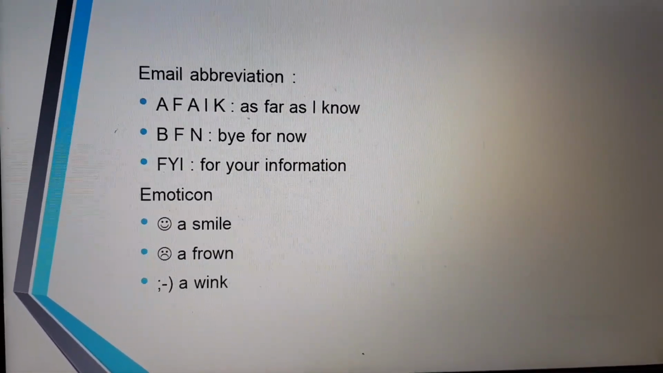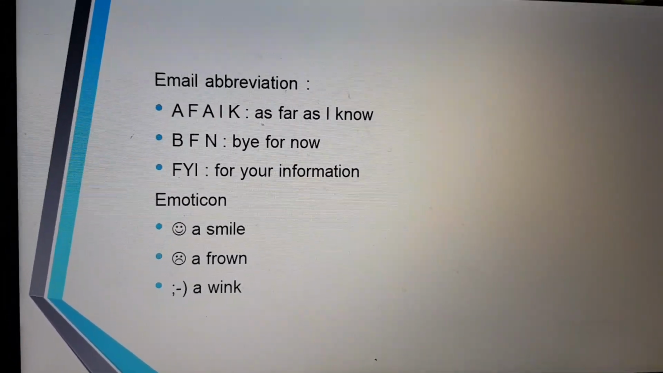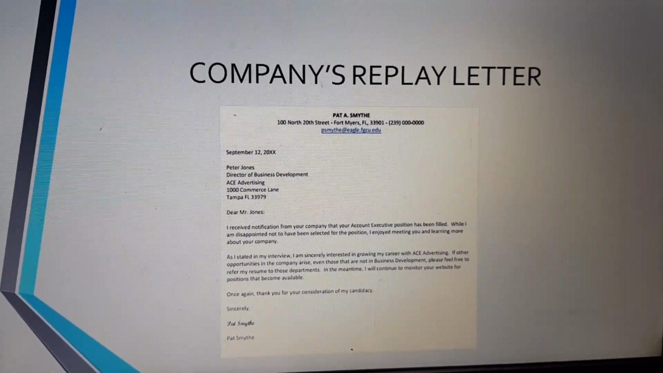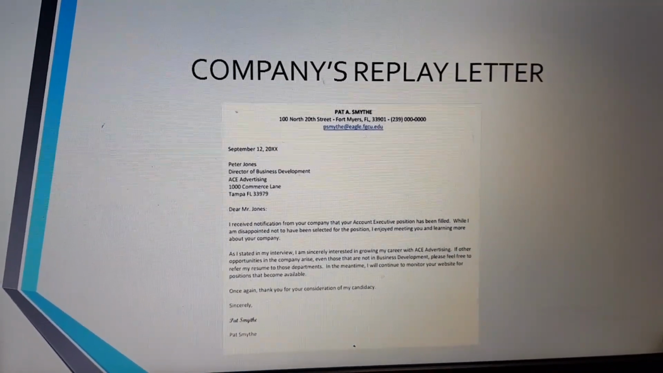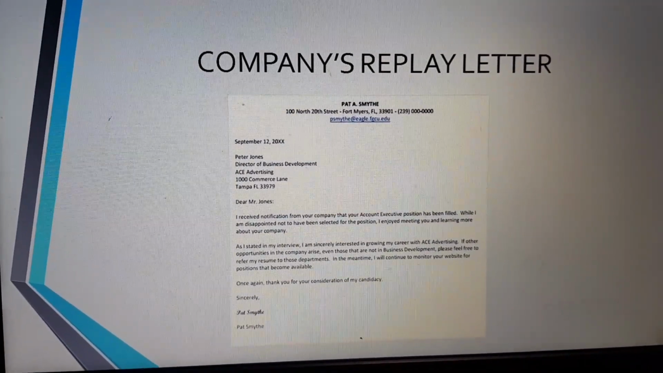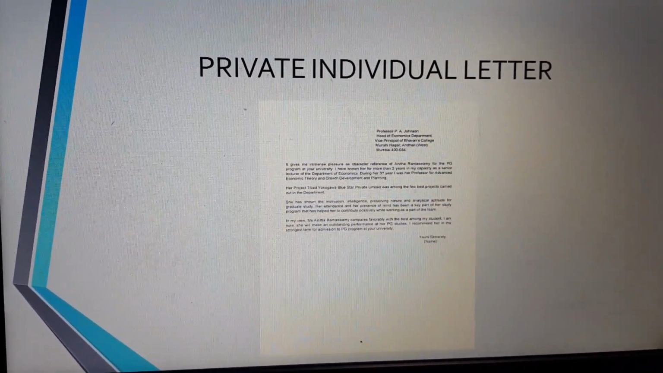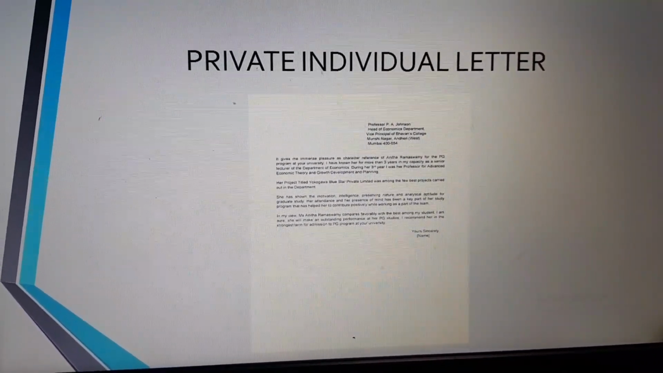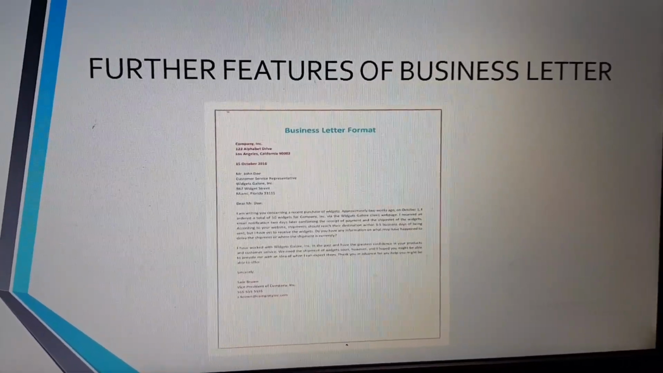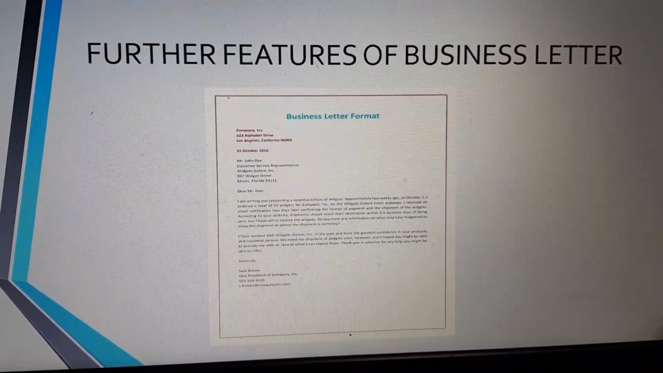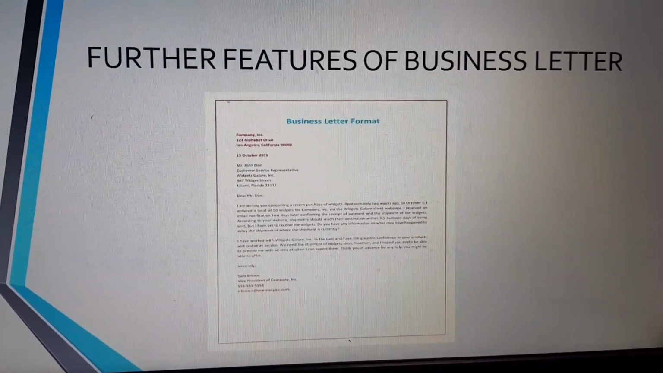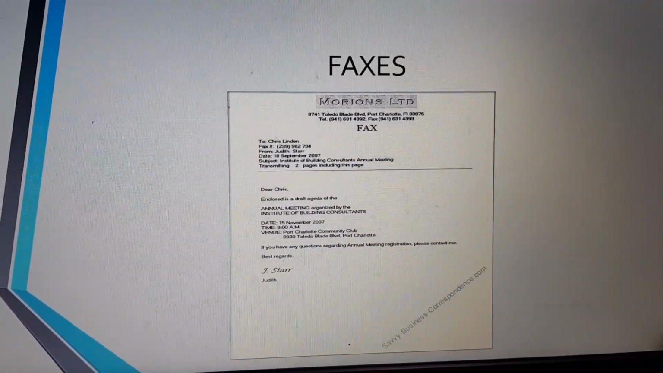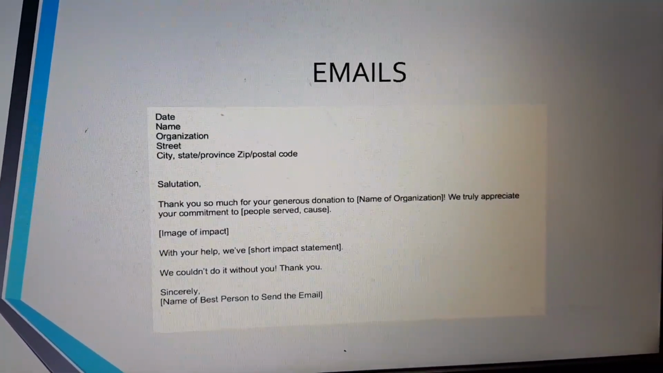As you can see, email uses abbreviations and emoticons. And as you can see in this slide, a company relay letter, for example, and a private individual letter, and this example, and features of a business letter and an example. And next, faxes, and last, emails.